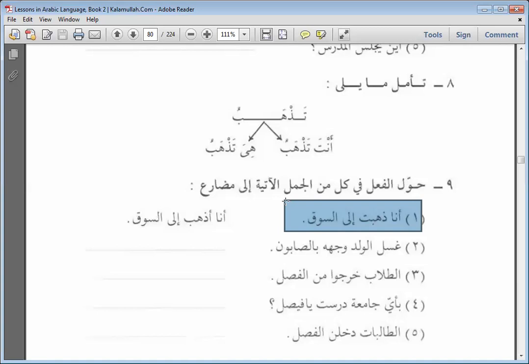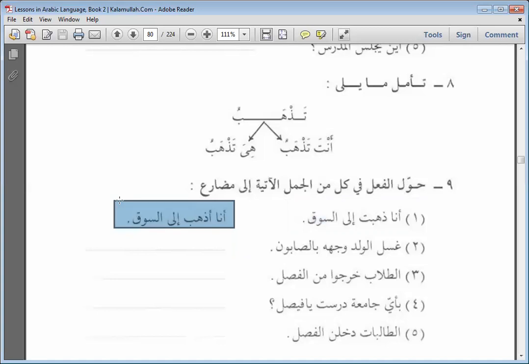أنا ذهبت إلى السوق. I went to the market. Change that now to present tense verb. We get أنا أذهب. So say after me. أنا أذهب. أنا أذهب إلى السوق.